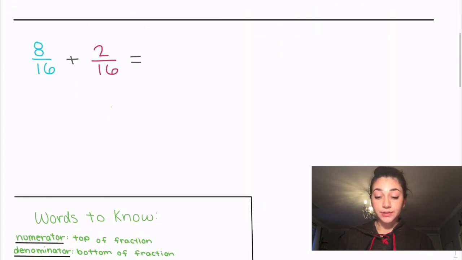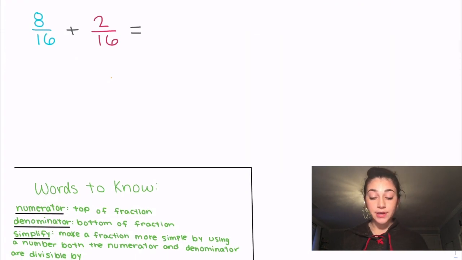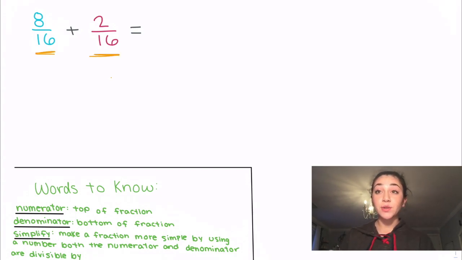So I'm just going to scroll down and show you how I would do this. First we see that we have the same denominator, so they are out of the same amount. 8 and 2 are both out of 16. So we can add these fractions and still be working out of the same amount.